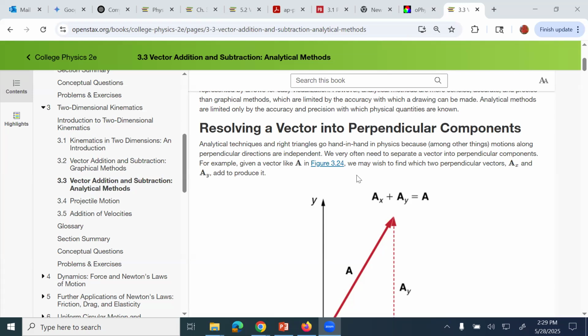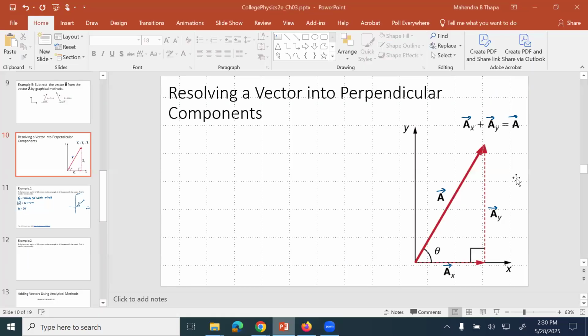So let's resolve a vector into x and y component. I have a vector A that makes an angle theta with respect to x-axis. Here the component of A along x-axis is called x component, and the component of A along the y-axis is called the y component.